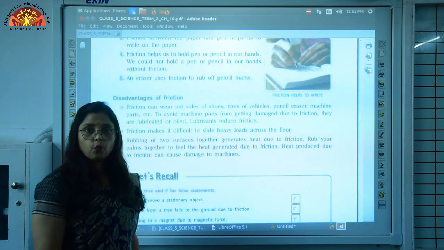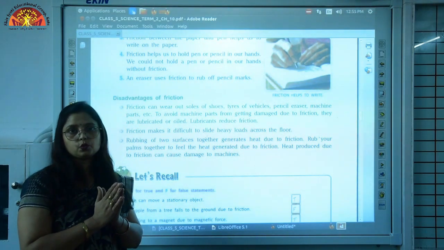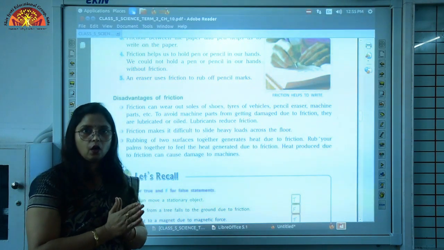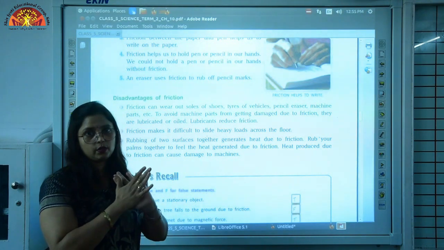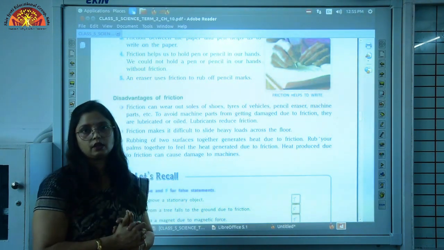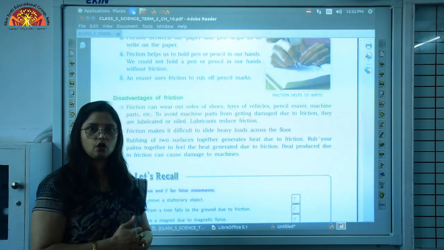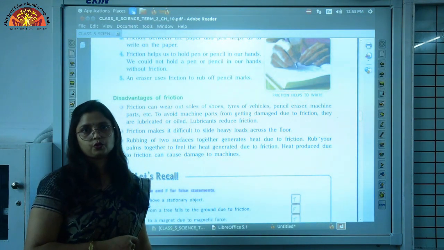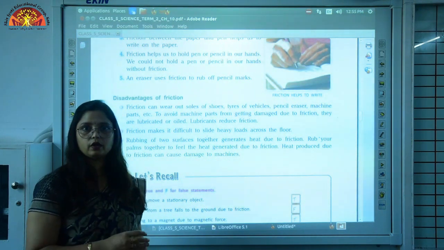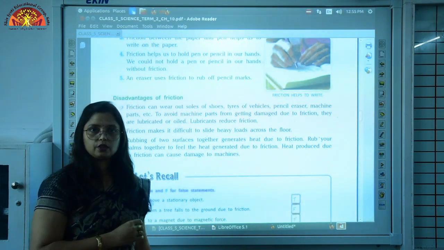So, children, when two surfaces come in contact, then there is frictional force which is working between them. Now, if I rub both my hands, then heat is generated in between my hands. Now, this heat is generated due to the frictional force. So, this is also one of the disadvantages of friction. So, children, these were some of the forces which we have studied right now: gravitational force, magnetic force, muscular force, electrostatic force, then frictional force.